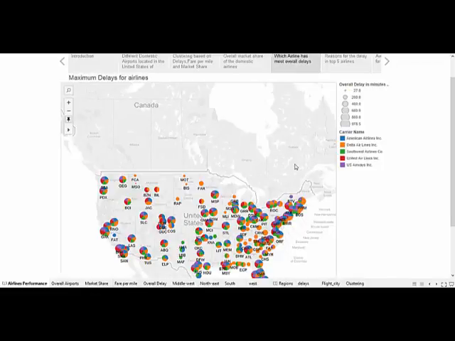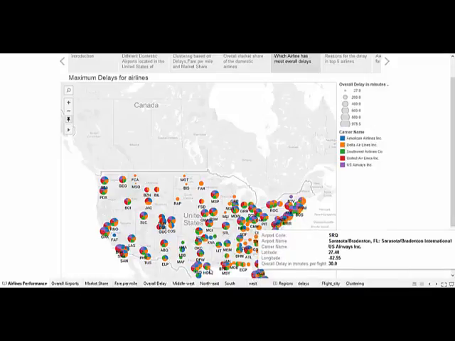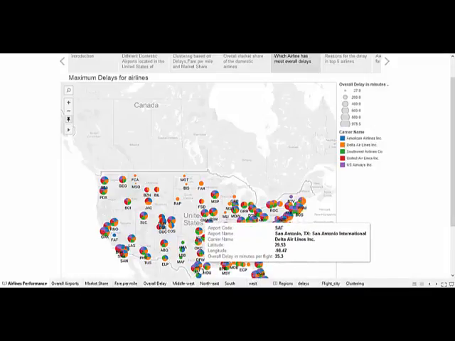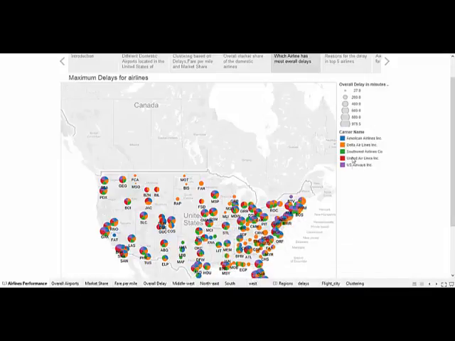In this visualization, we can analyze the overall delay per carrier at each airport. The bigger the size of the pie, the more is the delay, whereas the color encoding is used for each of the separate airlines. By looking at this viz, we can observe that the delays are more in the east and more at the international airports.